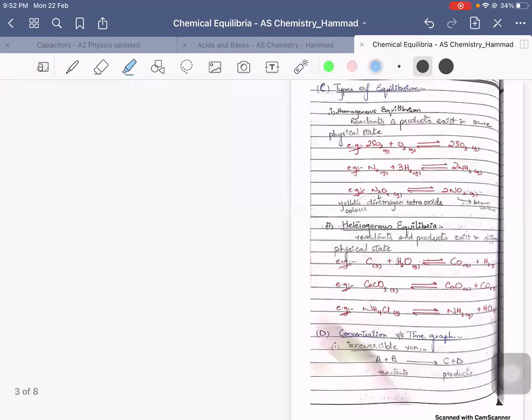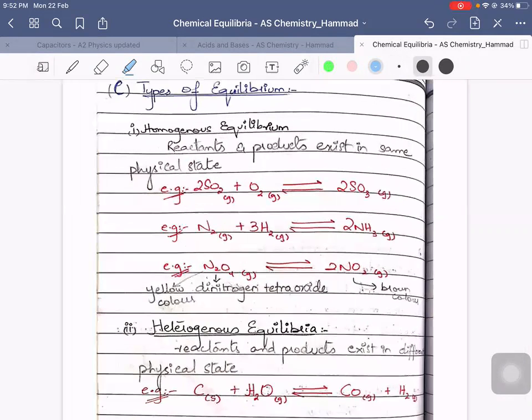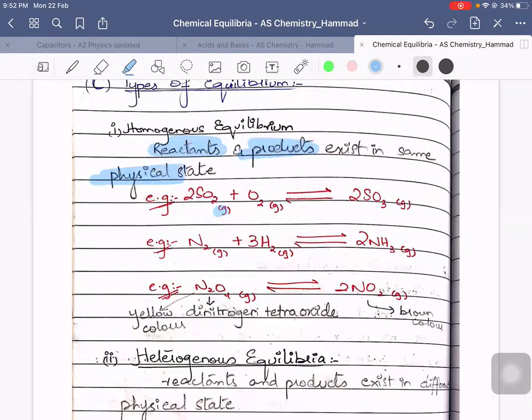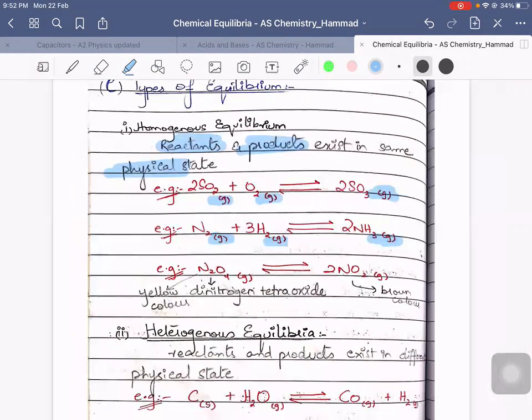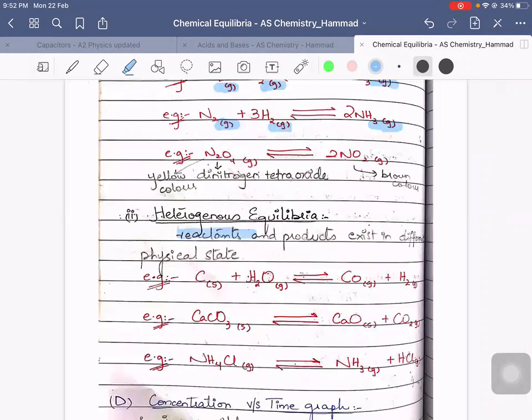Right? Moving forward, there are types of equilibrium. There's homogeneous equilibrium, where the reactants and products exist in the same physical state. See, your reactants are gaseous, your products are also gaseous, right? Heterogeneous equilibria is where reactants and products exist in different physical states.